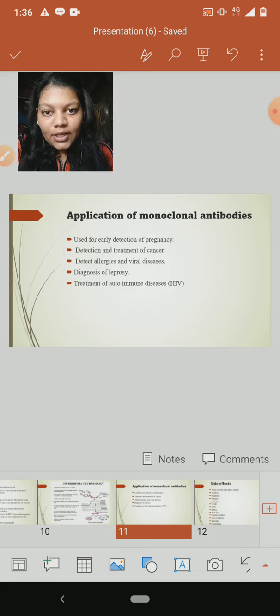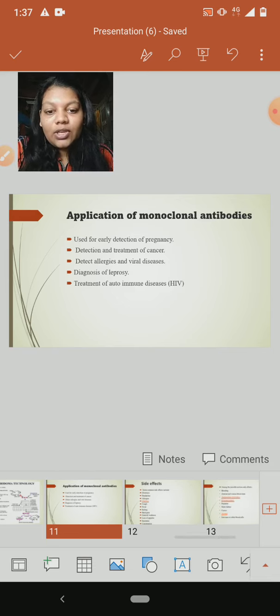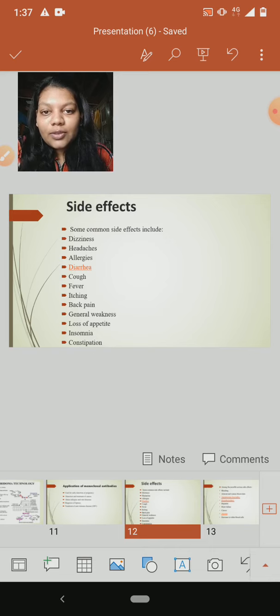Thirdly, we will take the next slide, application of monoclonal antibodies. They are used for detection and treatment of cancer, early detection of pregnancy, detecting allergies and viral diseases, diagnosis of leprosy, and treatment of autoimmune diseases, and also in diseases like HIV and AIDS.